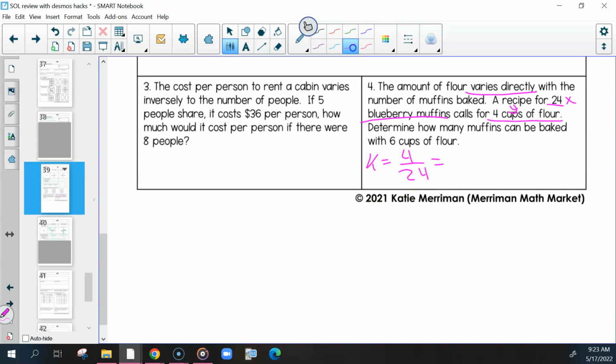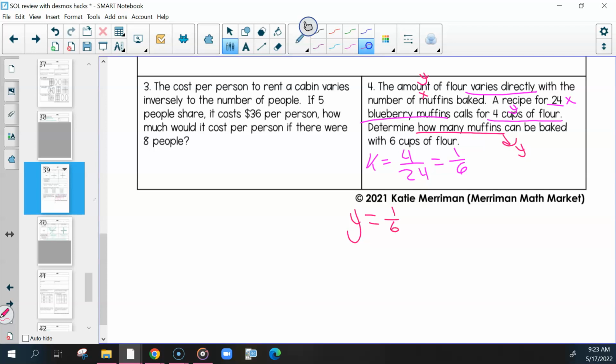We simplify that, what would it be? 1/6. That would be 1 cup of flour per 6 muffins. Then we have to find how many muffins can be baked with 6 cups of flour. What are we looking for? X or Y? Y. X. Because this is Y and this is X. So we're looking for Y.